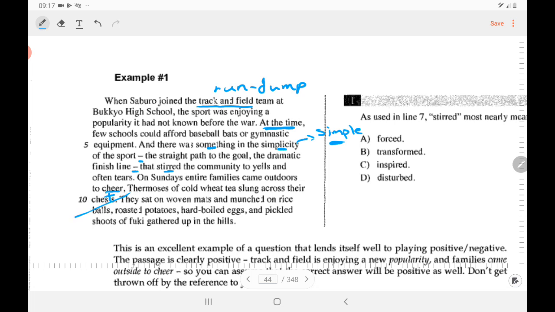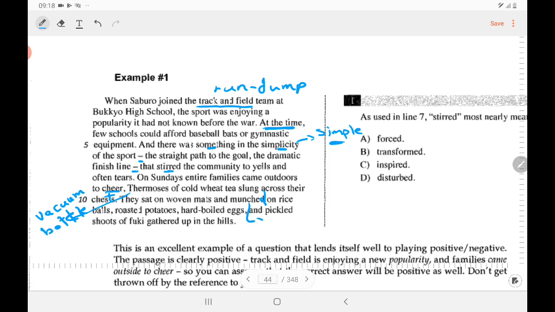Thermos. This kind of vacuum bottle is one in which you keep your liquids hot or cold. This is a thermos. So, thermoses of cold wheat tea slung across their chests, they sat on woven mats and munched.